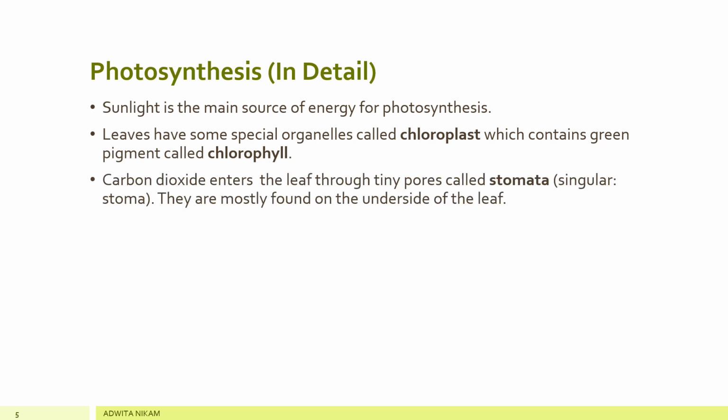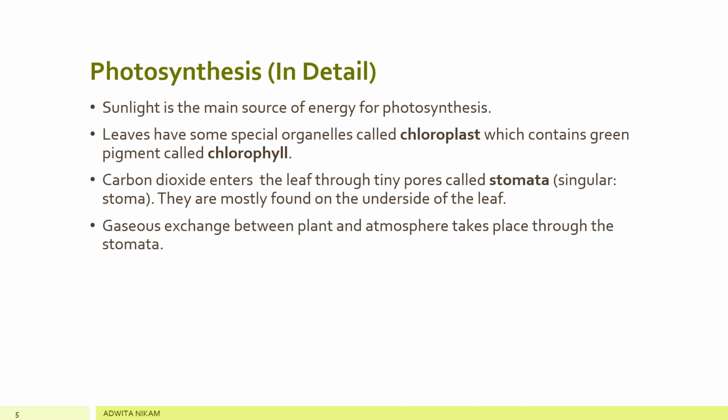Now you must be thinking, how does carbon dioxide enter the leaves? Leaves have tiny pores called stomata, which are mostly found on the underside of leaves. This is singularly pronounced or called a stoma. The gas exchange between plants and the atmosphere takes place through these stomata.